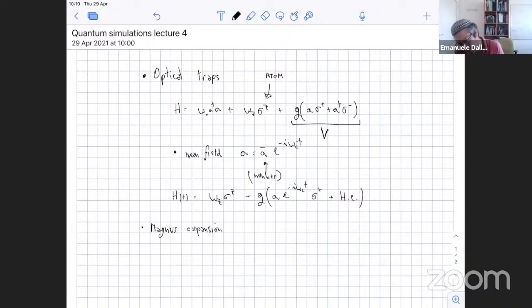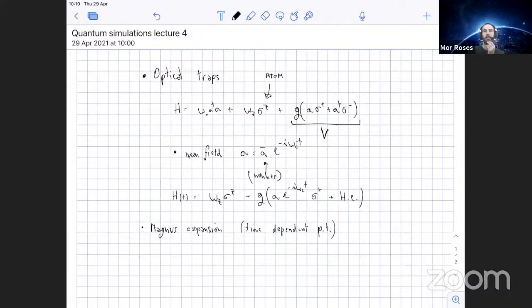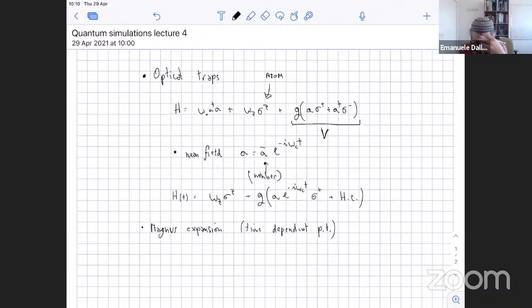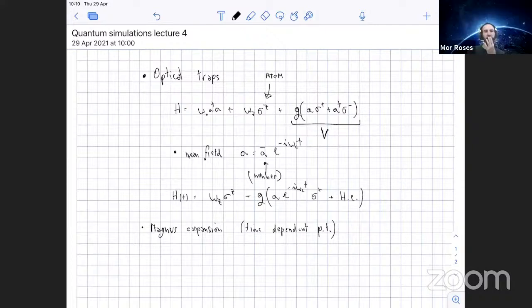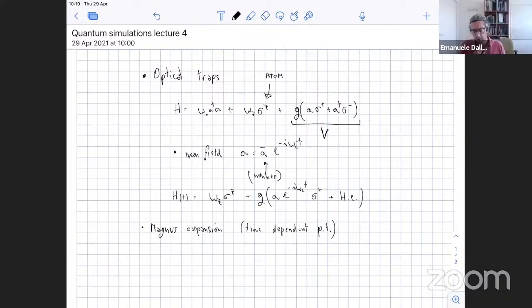The idea of the Magnus expansion is essentially the same as time-dependent perturbation theory. It's exactly the same idea, with the difference that in time-dependent perturbation theory you work on the wave functions. There is a wave function, and you try to correct it according to some perturbation. Here, the Magnus expansion is a way by which you can modify the whole Hamiltonian.